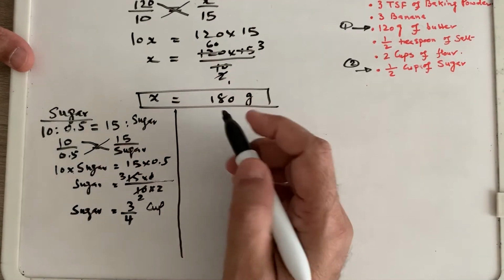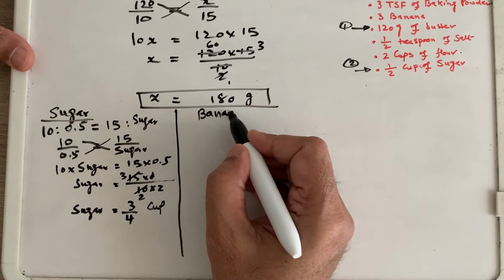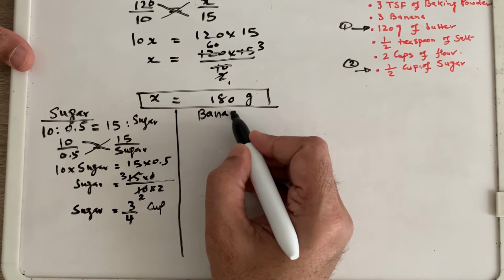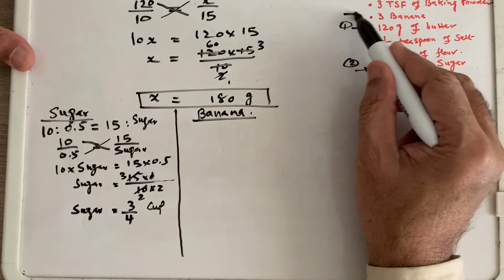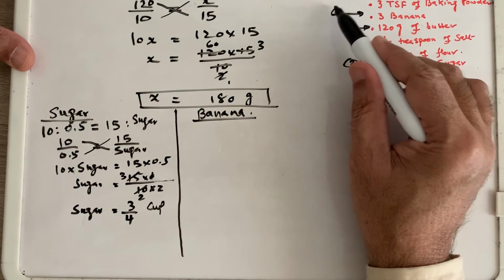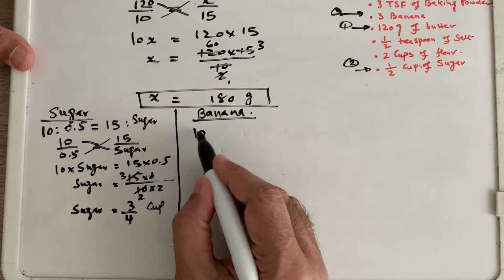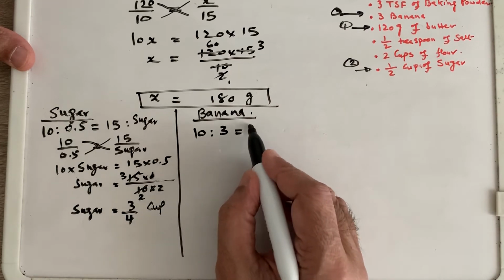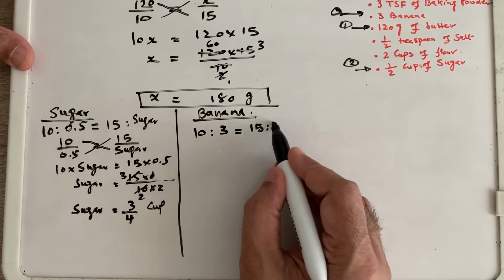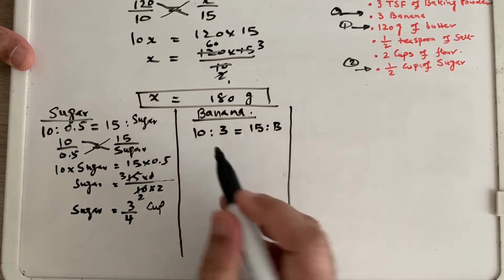Now we have to calculate banana. So we put here banana so that we can see. Banana, right? What banana is here? So for 10 serving, it is 3 bananas, right? And what we need is for 15 serving, how many bananas? So we put B for bananas, and then we do the same thing.